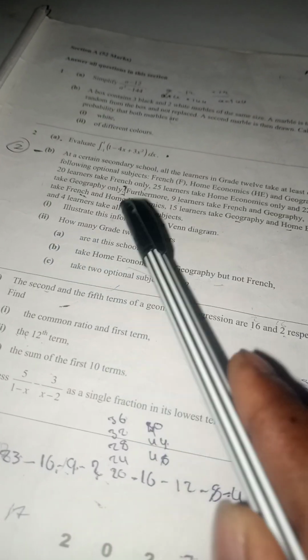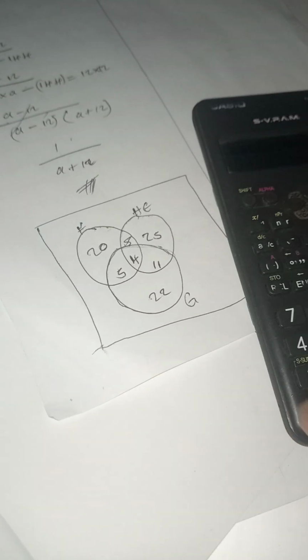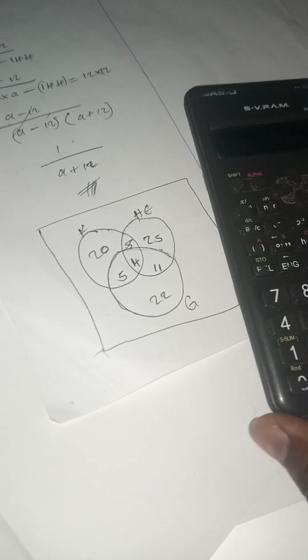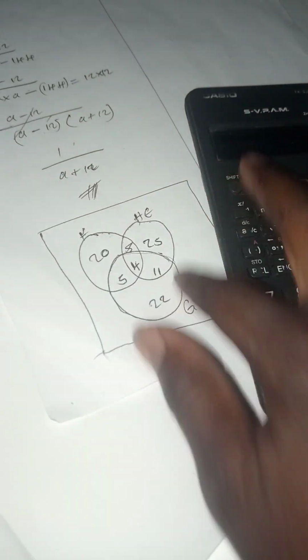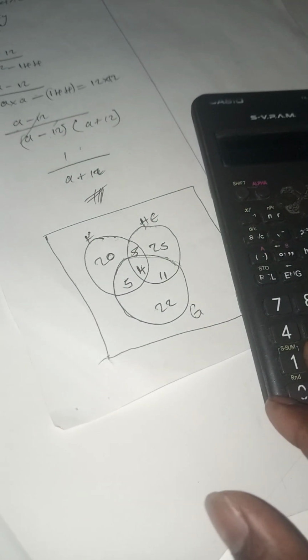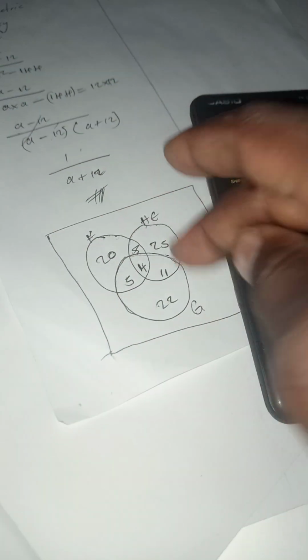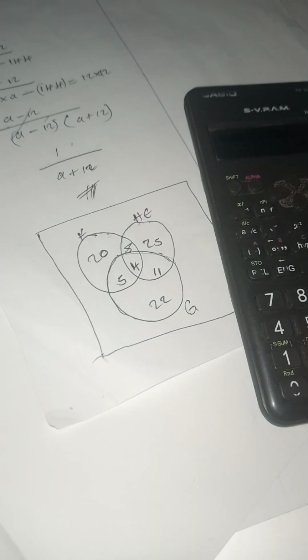So there's the second question, we are saying that how many grade 12 learners are at this school? How many grade 12 do we have at this school? So now in finding the total number of learners, we are supposed to add all this entire information, just by adding the total numbers of those that are doing subjects. Yes. So let us start with the French diagram.